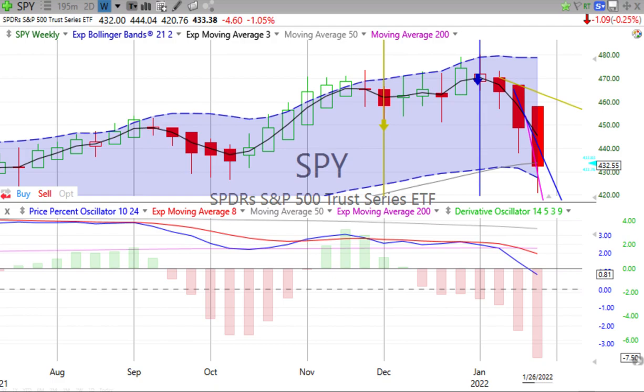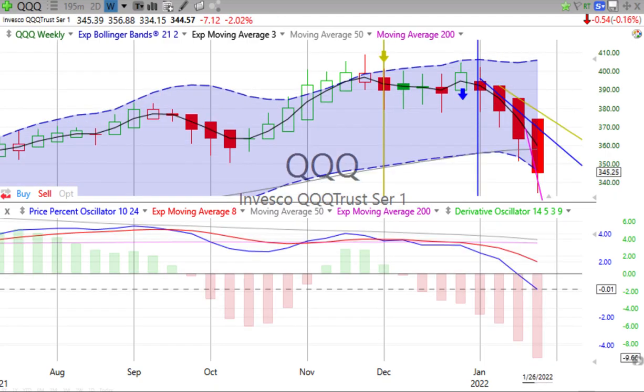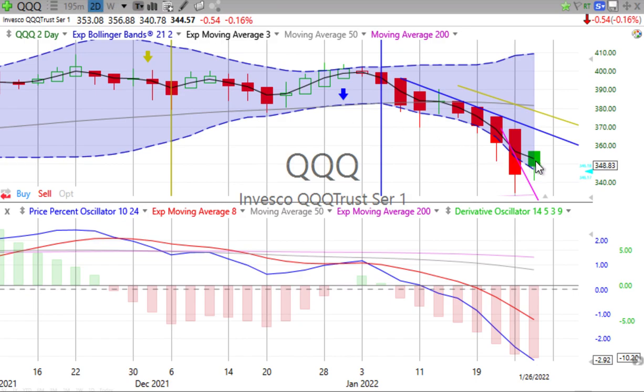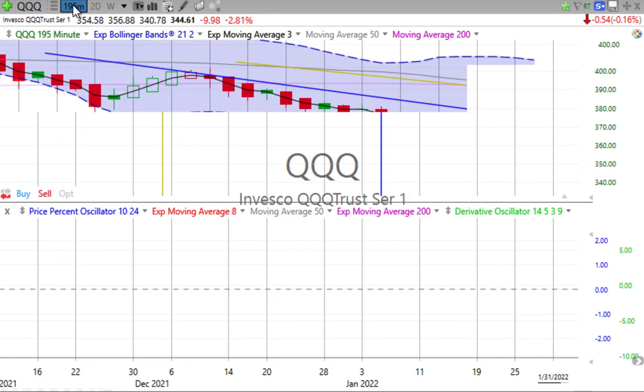Now we go to the NASDAQ 100 down 0.16%. Again, another big red down candle. Price percent oscillator hammering down. Derivative oscillator on the weekly. First day of the 2-day. Very similar. Doesn't look like a little wick on top, just a wick on the bottom, but a solid green. That's a slowdown in the down movement. Price percent oscillator, derivative oscillator heading down.